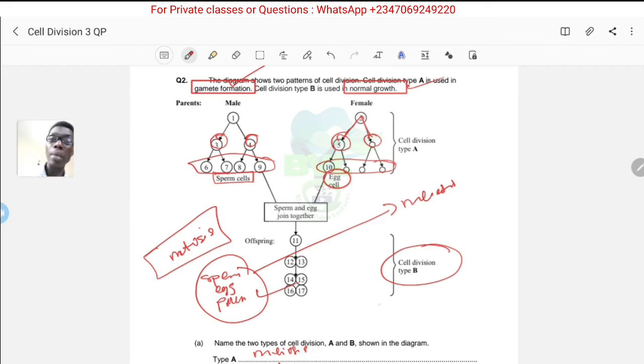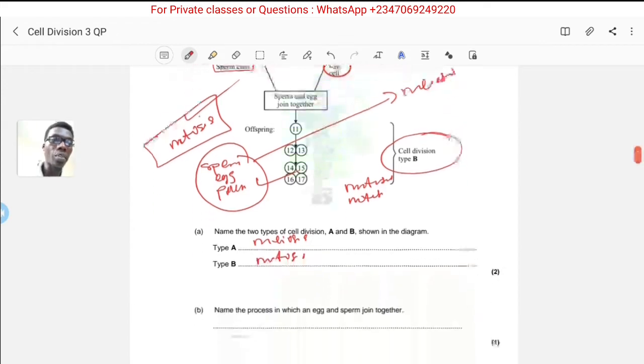What do I mean? The testis makes sperm cells in humans and other animals. It still uses mitosis. The ovary makes the egg cell. It still uses mitosis. Those are the organs that make these cells. So we need to know that even reproductive organs use mitosis. Only reproductive cells, or better said, gametes, use meiosis.